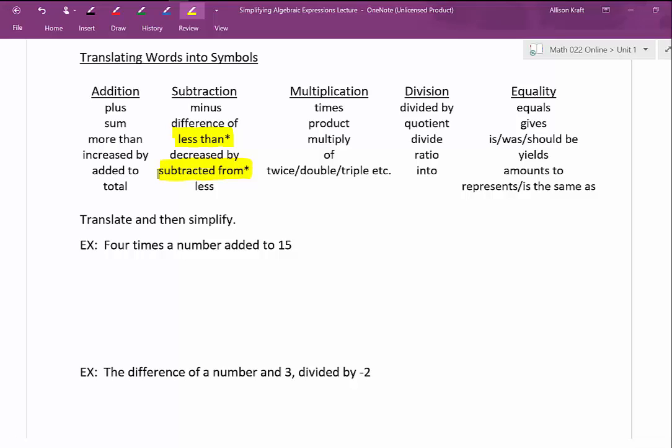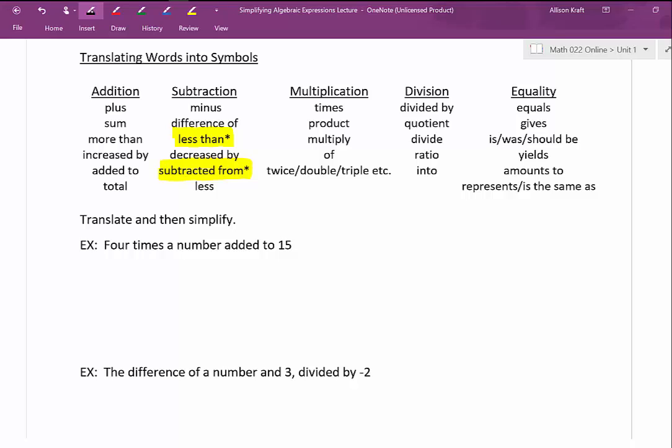And the reason for that is when we go from the sentence to the algebraic expression that we're going to write, we actually switch the order. We'll see that show up later on in our examples.